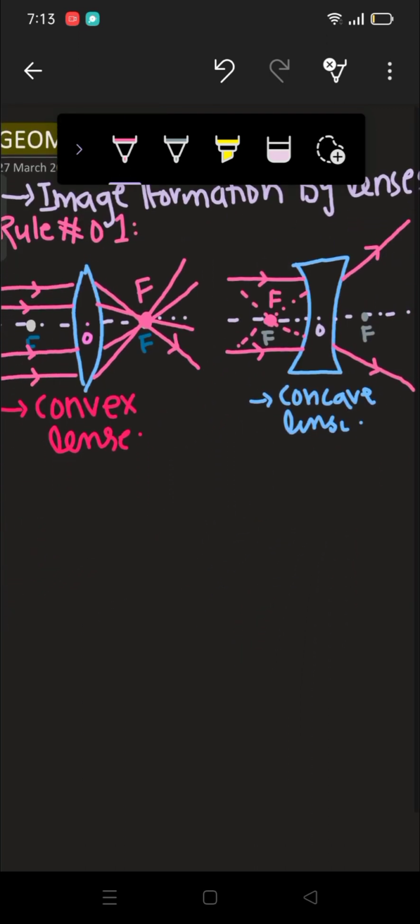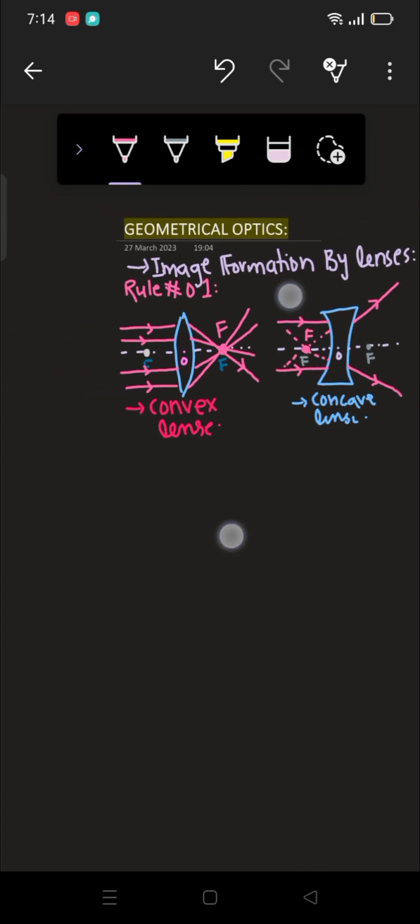In the condition of the convex lens, the real image is formed, and in the condition of the concave lens, a virtual image is formed, because these lines are diverging. This lens is diverging, so here the lines would appear to meet. So here it would form a virtual image instead of a real image. Alright, so here we have discussed the first rule.